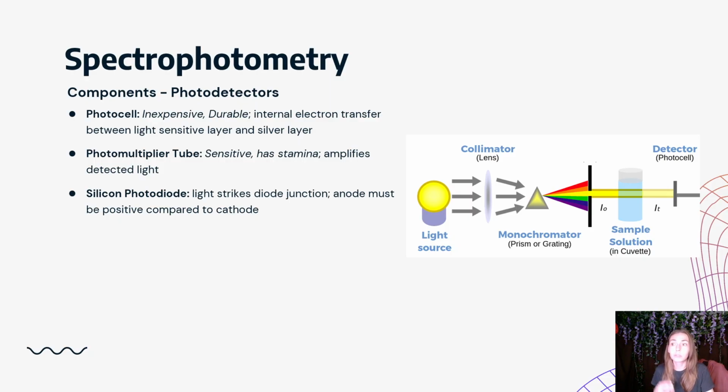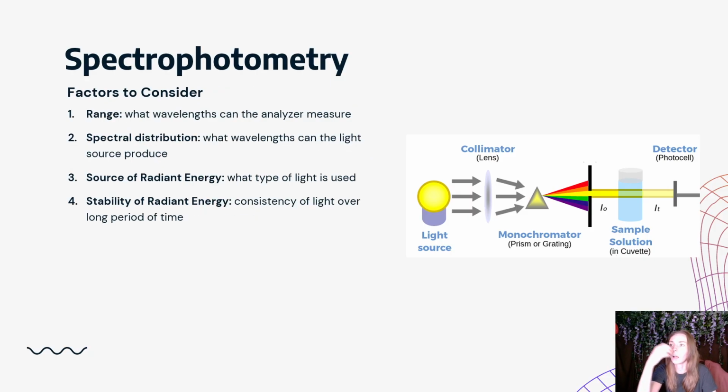Silicon photodiodes, all that you need to know here is that light strikes the diode junction. That's it. I'm so sorry. The other thing to keep in mind, the anode must be positive compared to the cathode. Just memorize that. I'm so sorry. There's not much application for that knowledge, so it's not really worth going out of your way to understand it. Factors to consider when you're running a spectrophotometer.